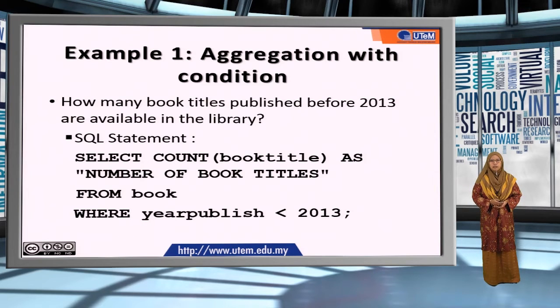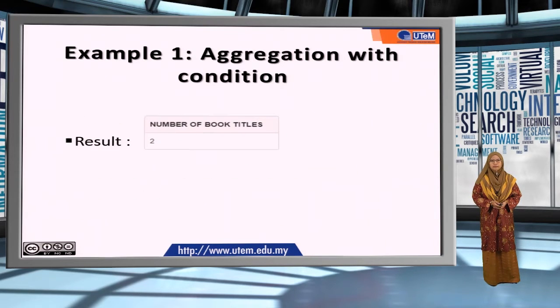The SQL statement contains the where condition to select only the book titles published before 2013, and the count function is applied on the book title column to count the number of rows for the selected records. The results of the SQL statement shows there are 2 book titles published before 2013 in the book table.